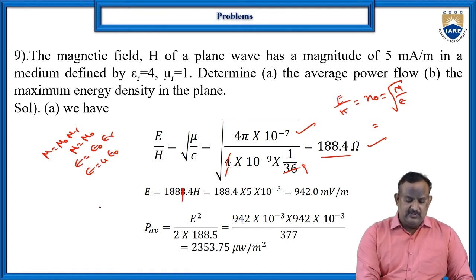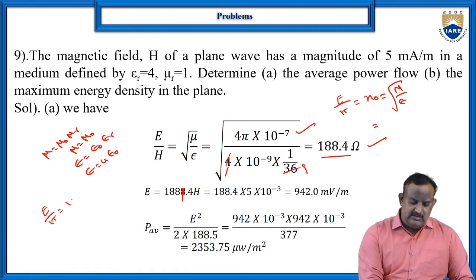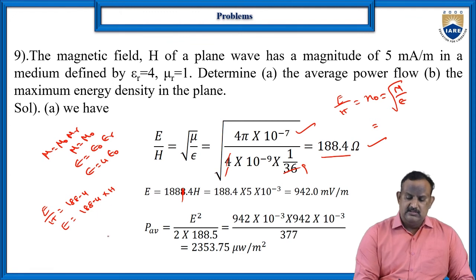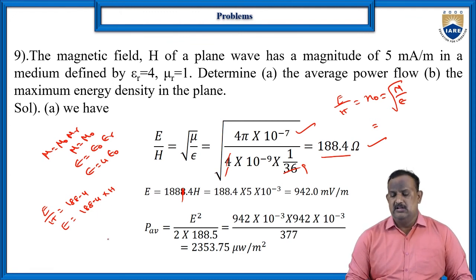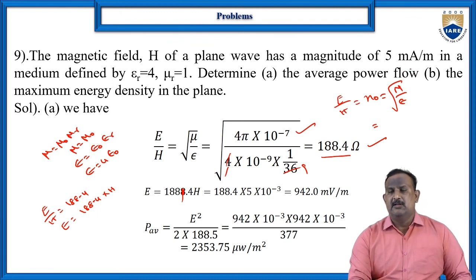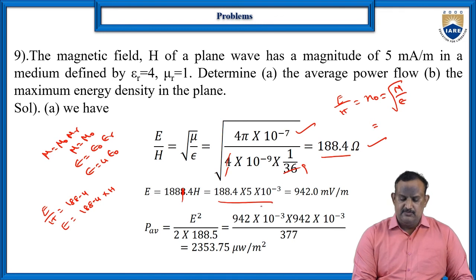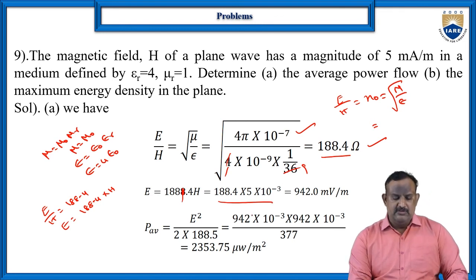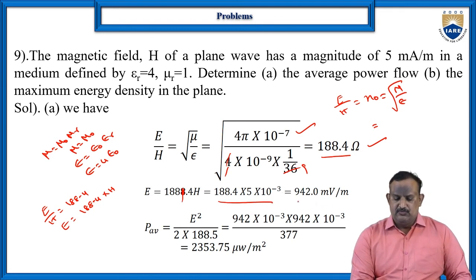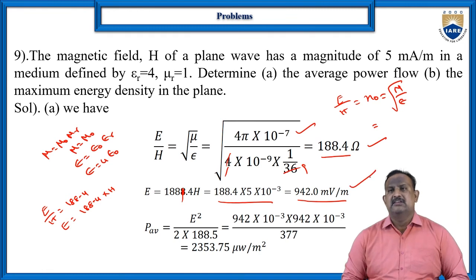From this you can find the electric field intensity. E by H equals 188.4, therefore E equals 188.4 into H. The H is given as 5 milliamps per meter. Therefore, the value is 188.4 into 5 into 10 power minus 3, so the electric field intensity is 942 millivolts per meter.